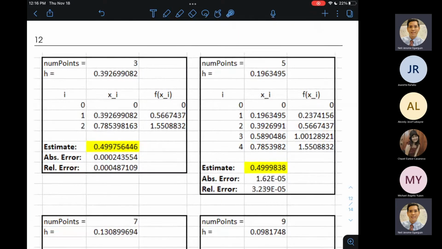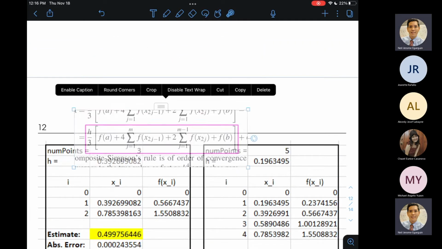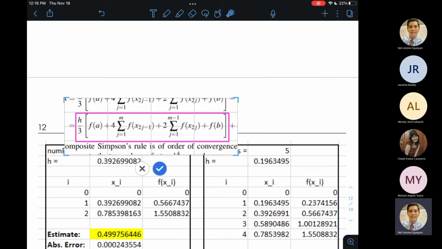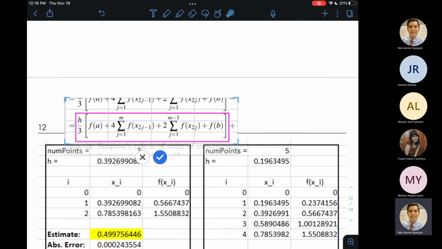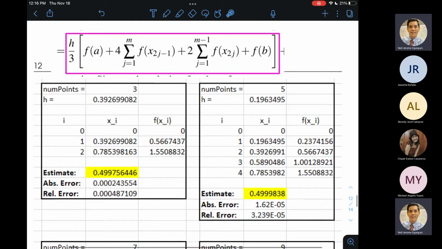Okay? And true enough, if we perform the composite Simpsons rule, first with 3 points, so ibig sabihin meron tayong dalawang subintervals. So that means h will be pi over 4 over 2. Okay? And the estimate that we get applying this formula, paste ko pala yung formula ng composite Simpsons rule. Okay, ito siya. So pag in-apply natin yan dito sa f of x of 0, f of x of 1, f of x of 2, we'll get this guy.